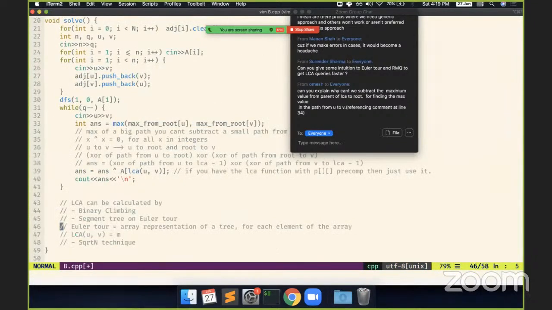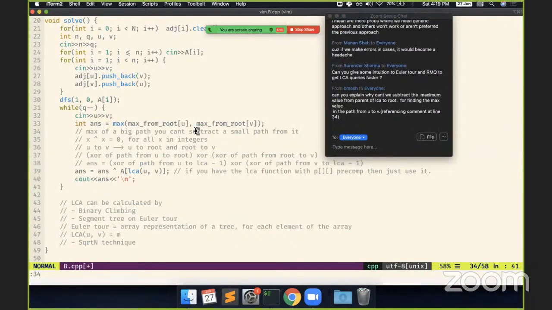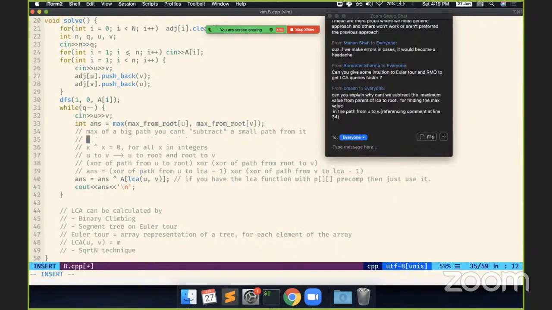Can you please explain line 34? Okay, I mean, you can't subtract. By the word subtract here, I mean a very particular thing. Let me give you an example.